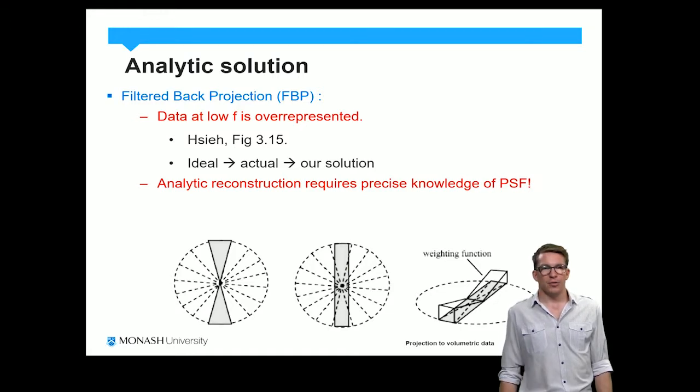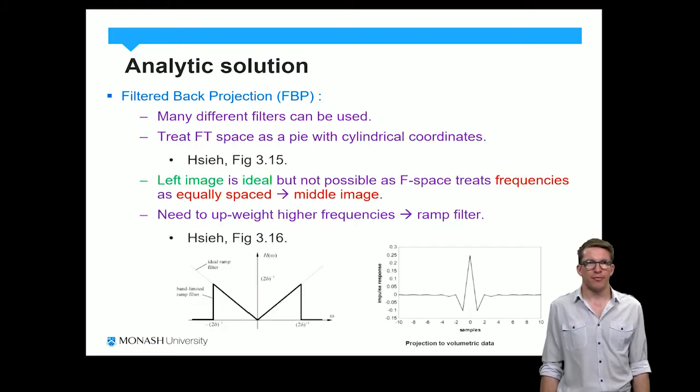So we saw that effectively what we end up with is too much low frequency data, which means blurring and smearing in the image, relative to the high frequencies in the data. And we talked about applying a ramp filter.